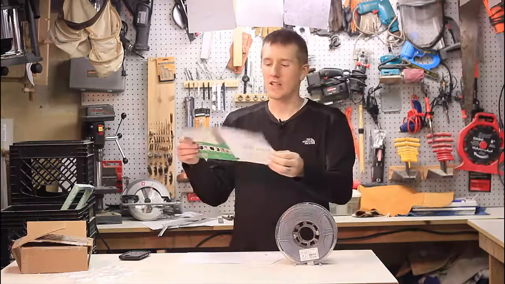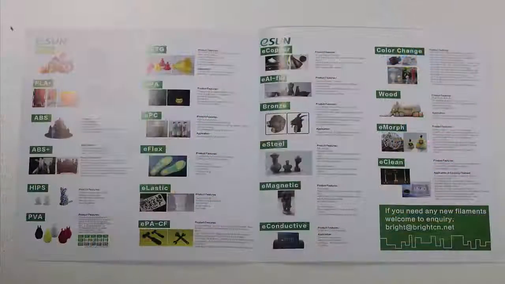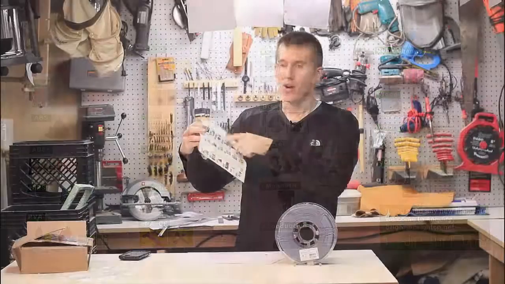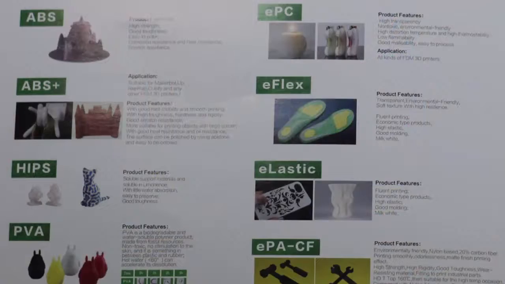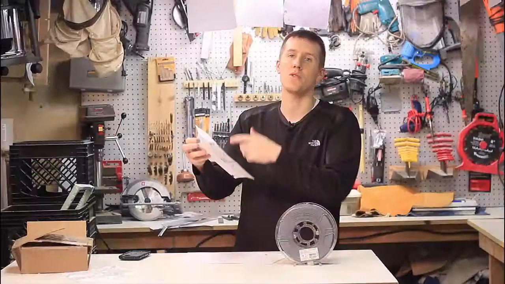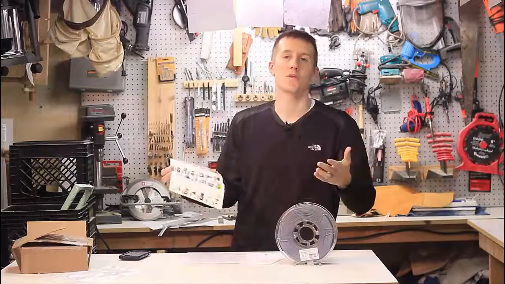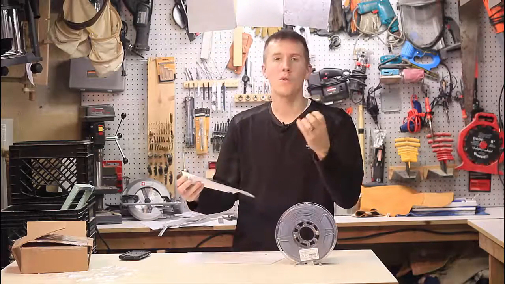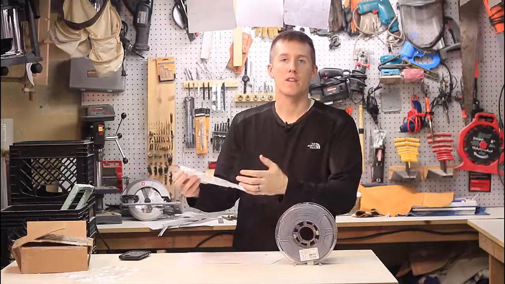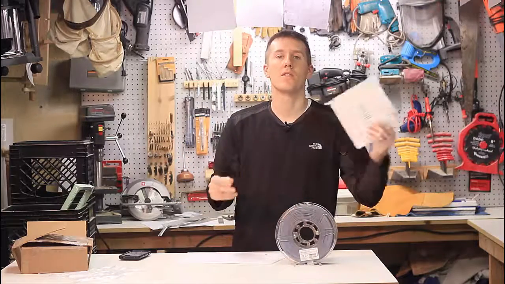Then on the inside of the sheet, they also show all the filaments they provide, all the characteristics. So if you say, oh, I might want to print a cell phone case, well, they have elastic filament. Oh, I might want to print something metallic. It shows you everything they have and a brief description showing what it's suitable for and what it's good at. Maybe you want to print something rubbery. They have different filament for that. So this is just really nice to have and keep with your roll.